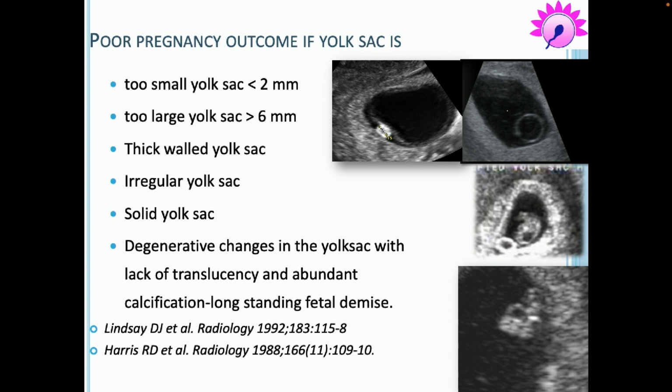But if the yolk sac is thick-walled, it is solid-looking, it is irregular, it is too small, that means lesser than 2 millimeters, or larger than 2 millimeters, are all signs of abnormal. Too small yolk sac tells you there is not enough nutrition for the fetus, for the growing embryo. Too large yolk sac tells you the fetus is not thriving, and therefore the yolk sac is large. Degenerative changes in the yolk sac with the lack of translucency, that means starts becoming solid, and abundant calcification actually indicates a long-term fetal demise.